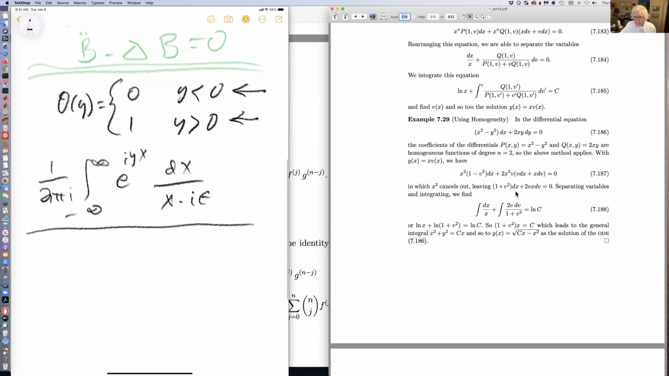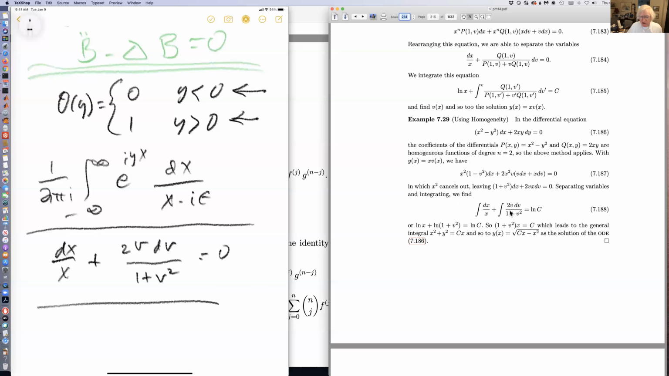What you get at that stage is dx over x plus 2v dv over 1 plus v squared. And now you can integrate those two. You integrate these two, and you get this equation here. And so that says log of x plus log of 1 plus v squared is log of some integration constant.